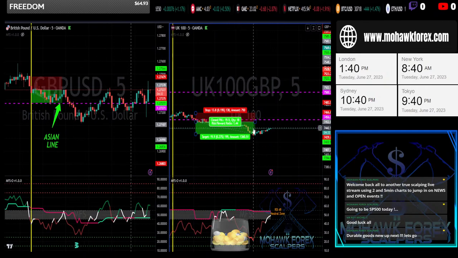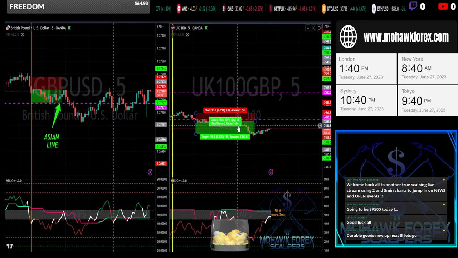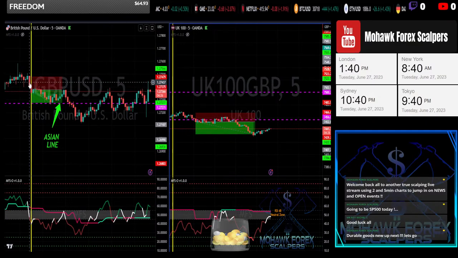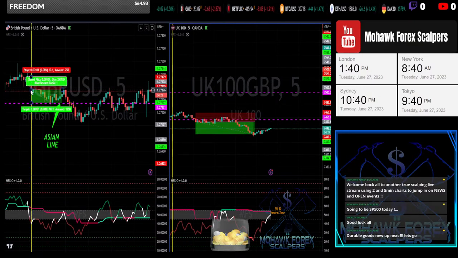Almost a one to one, and we were in there. We got 1.4 to 1. So that was a good trade. And same again on the cable, it happened straight away when we triggered the trade.